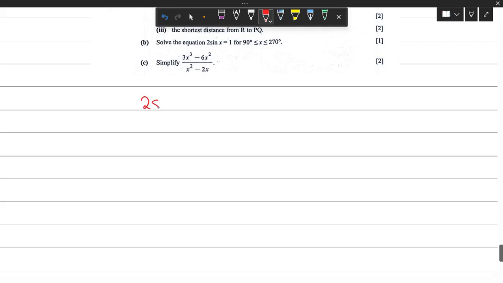So you have 2 sine x equals to 1. You are trying to find x which is between 90 degrees less or equal to x less or equal to 270. So we're trying to get the angle here. What is the value of the angle? This is very easy.